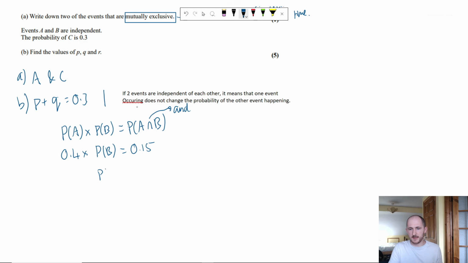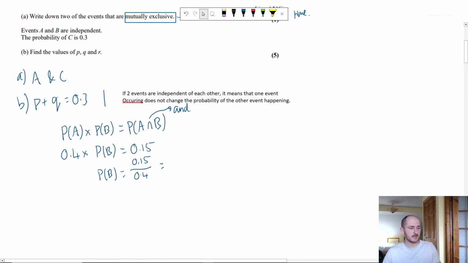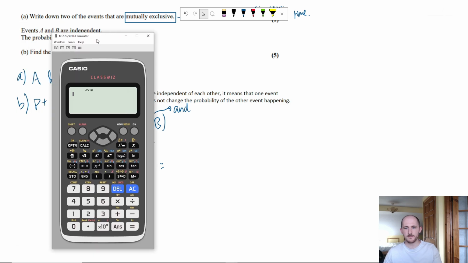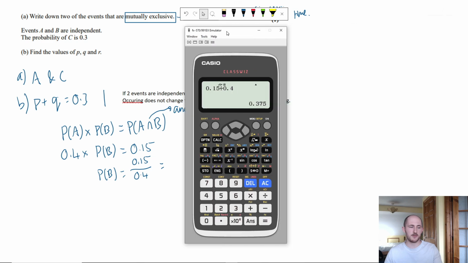So now the probability of B is just going to be 0.15 over 0.4. And what this is going to do is give me what all three of these things should add up to, which is really useful because then I can work out what P is. So let's just whip out our calculators and do 0.15 divided by 0.4, which gives me 3/8, which is 0.375.